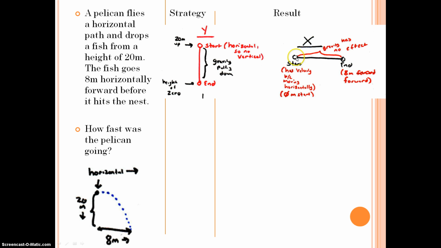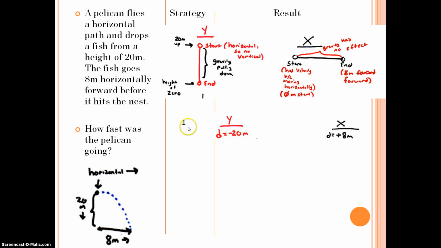From the left and right point of view, it starts off with velocity because it's moving horizontally, but it's starting off no meters in front. The entire time it's going forward, gravity has no effect on its forward motion. And at the end, it ends 8 meters forward.